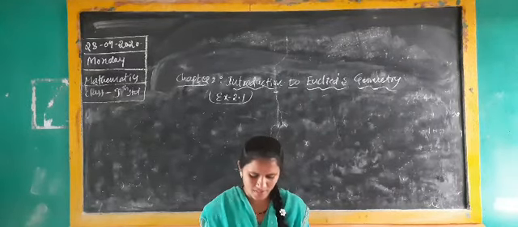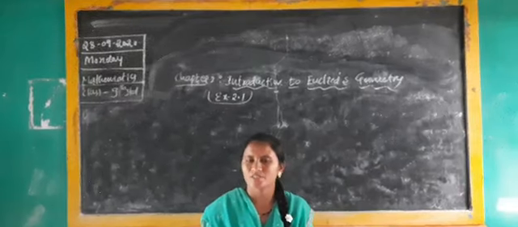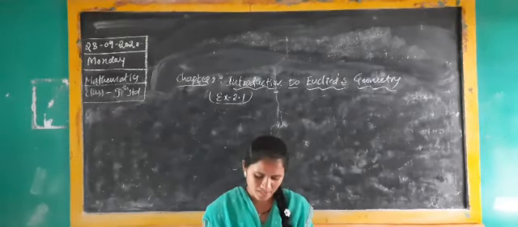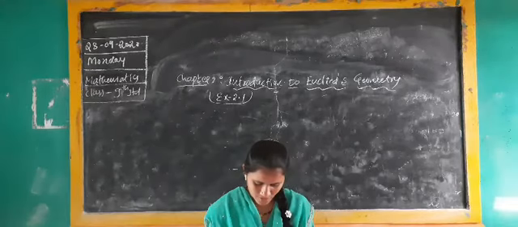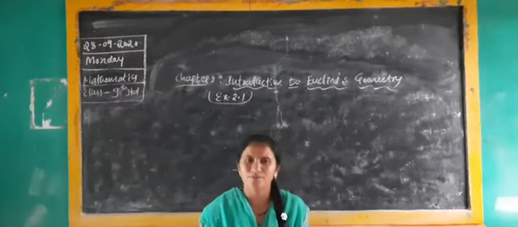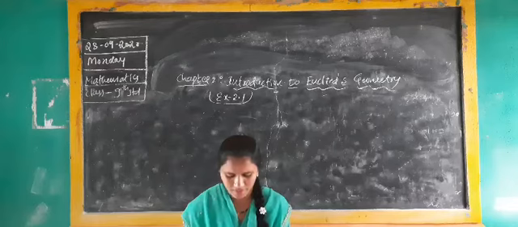Last class we discussed the introduction to Euclid's geometry chapter. Second, in exercise 2.1, I solved three problems. Now take the fourth problem. What are they given in that?